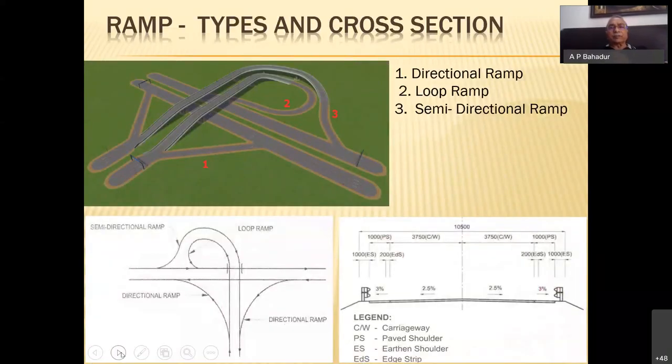Let us talk about some basics of the terminology. A direct ramp is what you see, coming directly. Then your loop ramp. A loop ramp is where you have taken a loop. Semi-directional is some part loop and some part direct. So this is your semi-directional. These are the three basic terms which are normally used for grade separation interchanges.